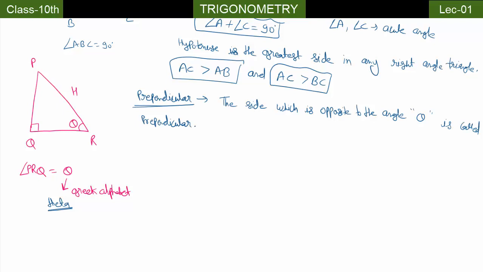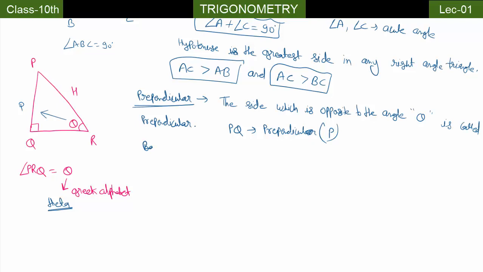Okay, so I can say here the side opposite to the theta is nothing but PQ. So PQ here is our perpendicular, and symbolically it is represented by P. Now we have one more remaining side, called the base. Again, just revise: what is hypotenuse? The side opposite to the 90 degree angle is called the hypotenuse, and if we define the theta, the side opposite to the theta is called the perpendicular, and the remaining side is called the base.